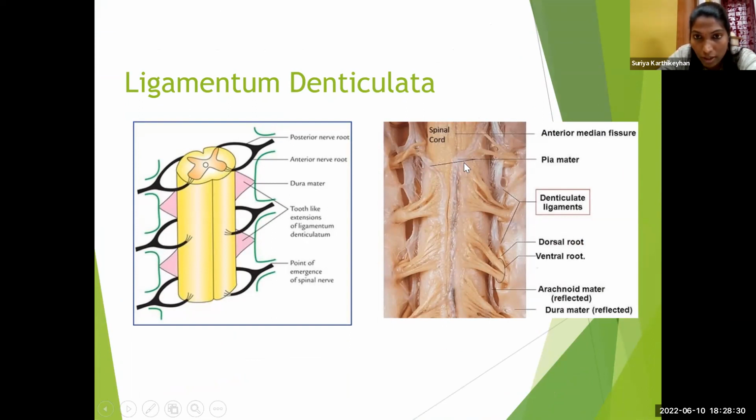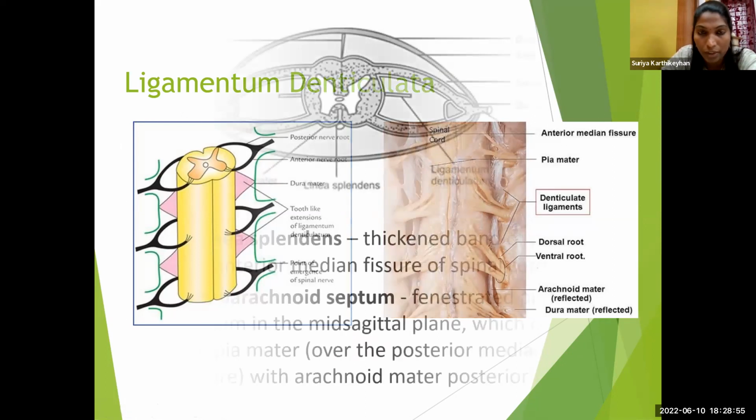This is the spinal cord, and the thin white membrane attached here is the pia mater. Can you see the nerve rootlets arising from here? These are several nerve rootlets. They are going to form the roots and then trunk. And between these roots, can you see the projections? These are the teeth-like projections. These are called denticulate ligament. This is a modification of pia mater.